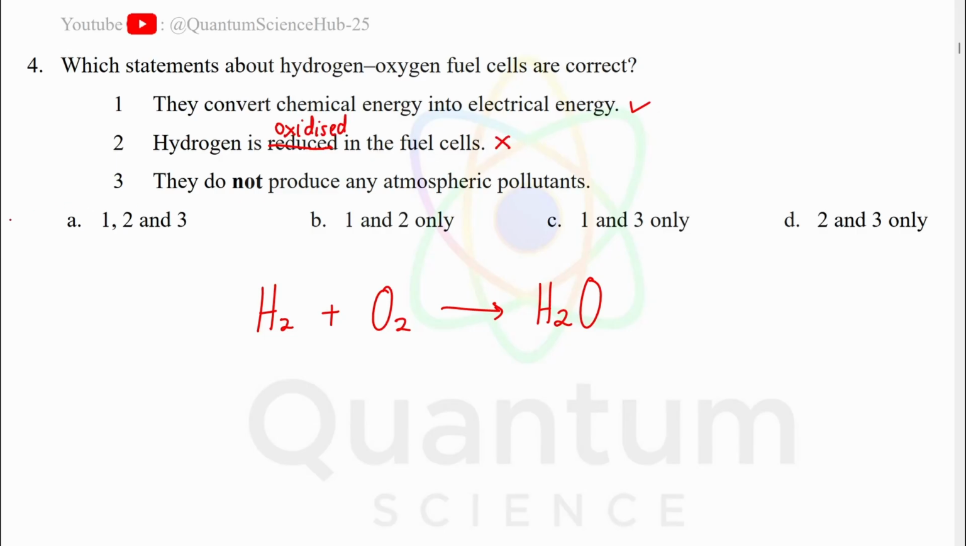Next, they do not produce any atmospheric pollutants. So what are atmospheric pollutants? It is like carbon dioxide, carbon monoxide, or any pollutant gas like oxides of nitrogen, right? Which can cause respiratory problems or global warming. So this is a clean energy because the product is only water. So they do not produce any atmospheric pollutants. Yes, that's correct. So the correct statements here are 1 and 3. So the correct answer here is C.